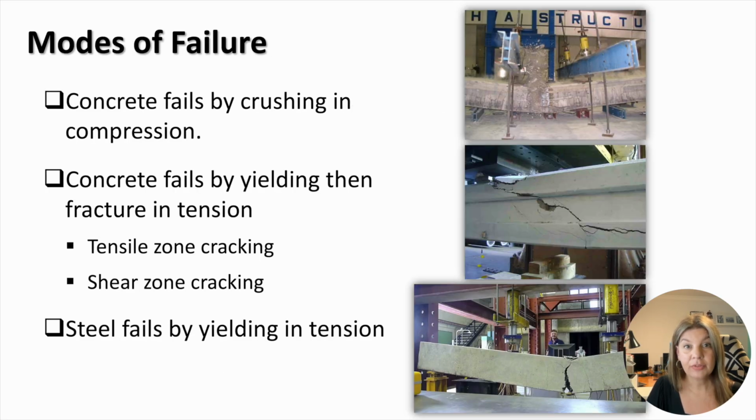Depending on the amount of steel in a reinforced concrete section, either concrete or reinforcement can fail. Concrete fails by crushing in compression, and such a type of failure can be extreme and sudden. In tension, concrete fails by yielding and fracture, which leads to the development of cracks in the tension and shear zones. Steel fails by yielding in tension.